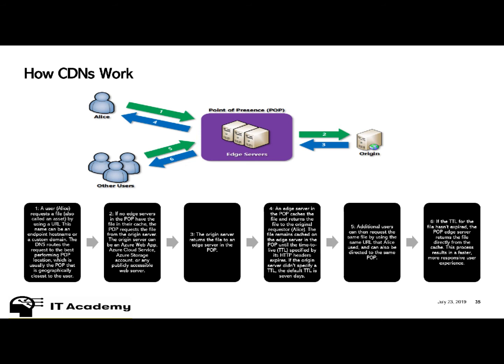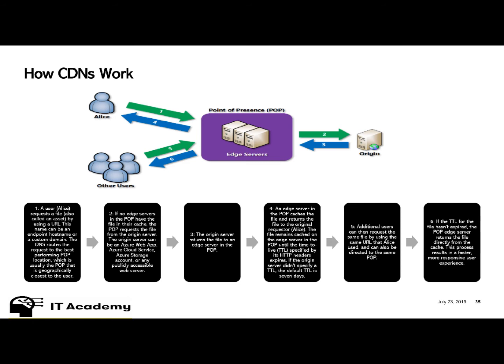Because Alice is the first user to request this, her request goes to the point of presence. Now, the point of presence can see that it doesn't have a fresh copy of that video file. So it goes away and requests information from the origin point, downloads it, and caches it at the edge server that the point of presence provides for us. Alice then gets her video file from the edge server.